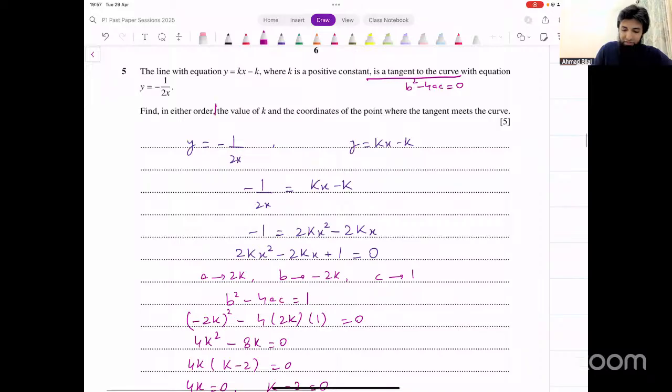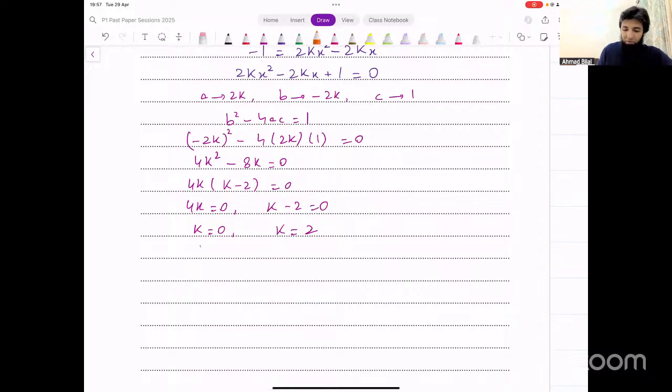Now, the question says find the value of k. That means you cannot have multiple answers. You only want one answer. Now, what's that answer going to be? It says k is a positive constant. Since k is a positive constant, 0 is not possible. We ignore that value clearly, and we say this is the only possible value for k. You have to be clear about this, that k equals 2 is the only possible solution.